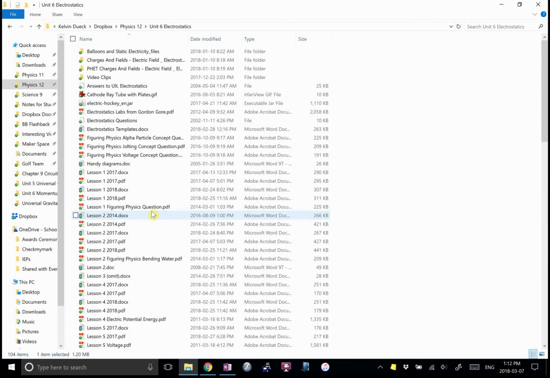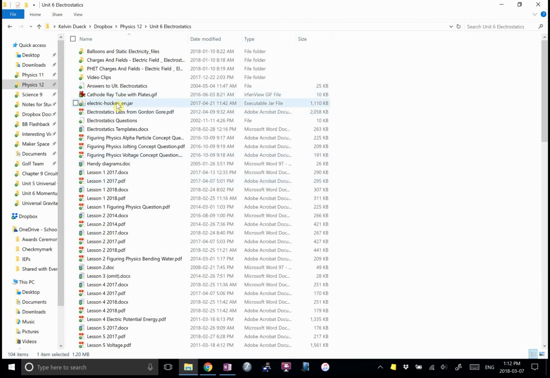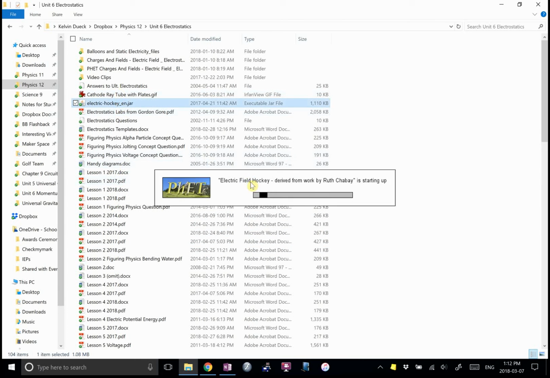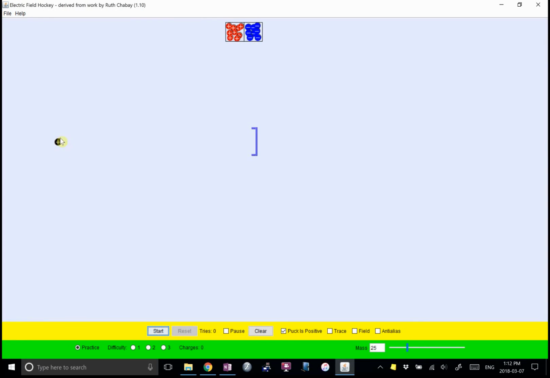Is it under E for electric field hockey? I got a more modern one, I think. Nope, that's the old one. Good gosh, Duke. Let's go with this one. This is electric field hockey. The puck is positive. Your job is to score a goal using positive and negative charges.